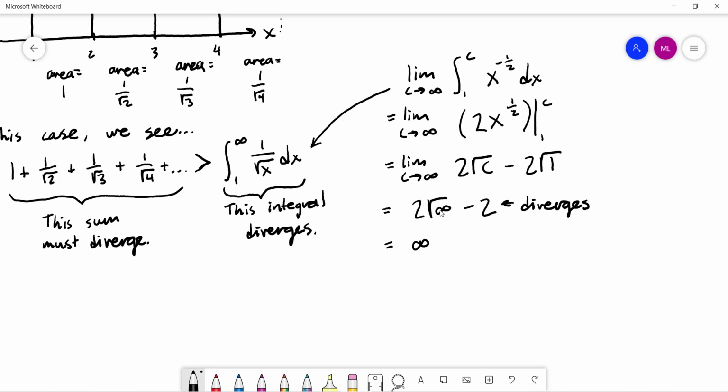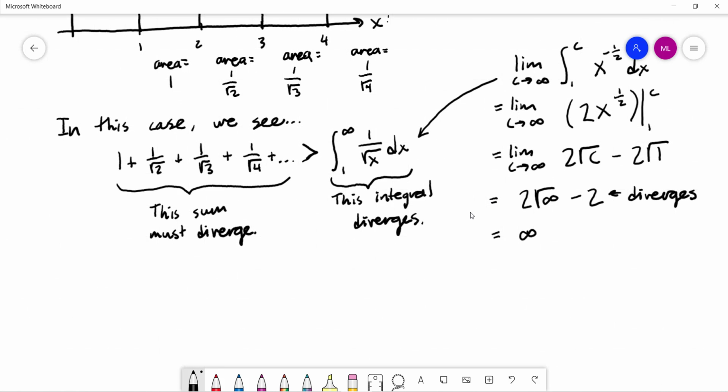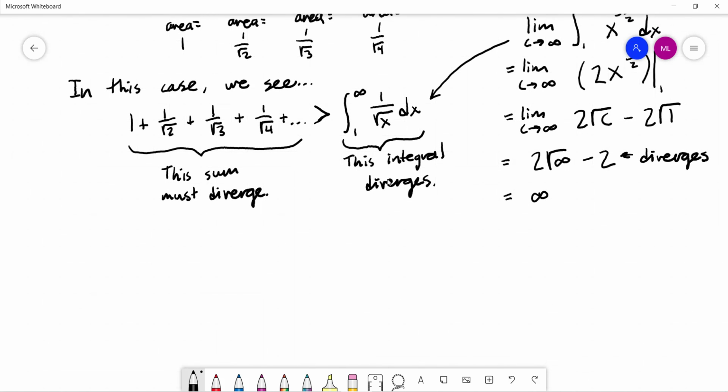Plugging in an infinity here is kind of an abuse of notation a little bit, but the whole thing is diverging. It's blowing up. And that's how we know that this integral here diverges. Okay. So this is the idea.